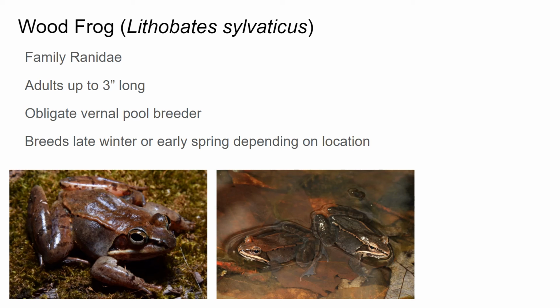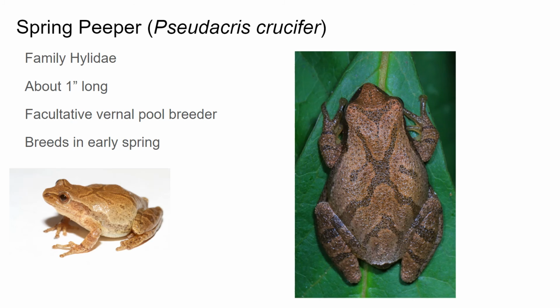And then we have the spring peeper, Pseudacris crucifer. This is in the Hylidae or tree frog family. They're tiny, they're an inch long at the most. They will breed in both permanent and temporary bodies of water. This is an important distinction. And they also breed in the early spring all the way through the beginning of summer.